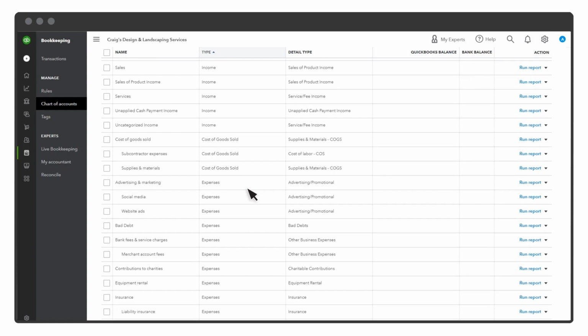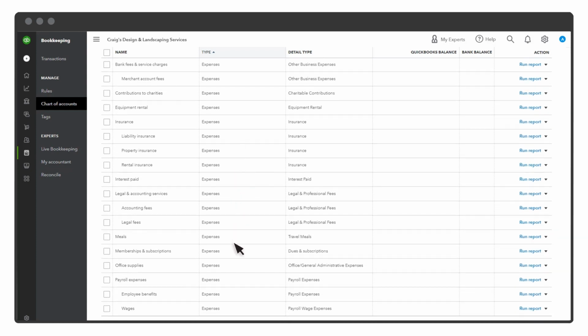Cost of goods sold and expense accounts help you track your spending. These accounts don't have balances because they help you track the profit of your business for a specific time period. You don't usually want to see how much you spent on office supplies since you opened your business. So instead, you run a report to see how much you spent for a month or year.